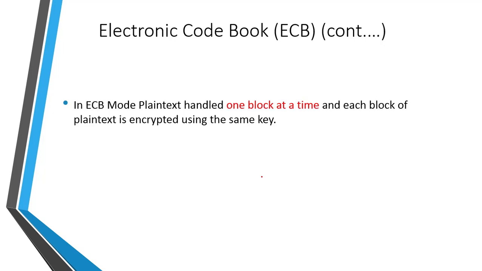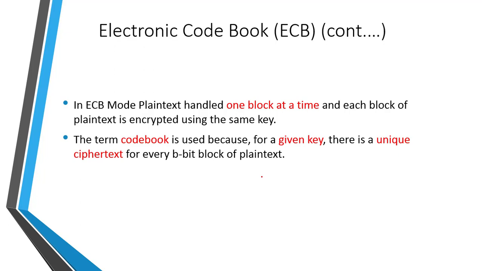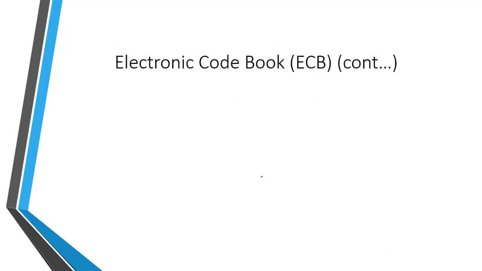So in ECB mode, plaintext is handled one block at a time, and each block of plaintext is encrypted using the same key. The term codebook is used because for a given key there is a unique ciphertext for every B-bit block of the plaintext. So that's why the term codebook is used.